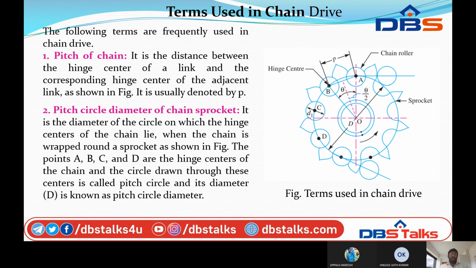It is usually denoted by P. The small circles indicated are the hinge centers. The distance between two hinge centers is the pitch of the chain. It is denoted as P.